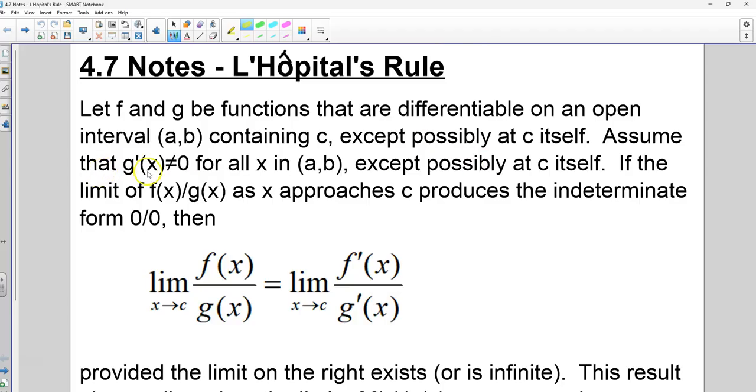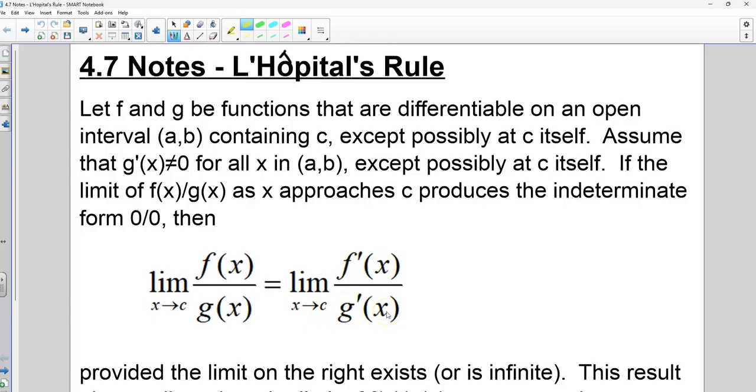You must assume that g prime of x does not equal 0. That is important because you can't have 0 in the bottom of a function here, except possibly at c itself. If the limit of f of x over g of x as x approaches c produces the indeterminate form, then we can say that the limit as x approaches c of f of x over g of x equals the limit as x approaches c of f prime of x over g prime of x.